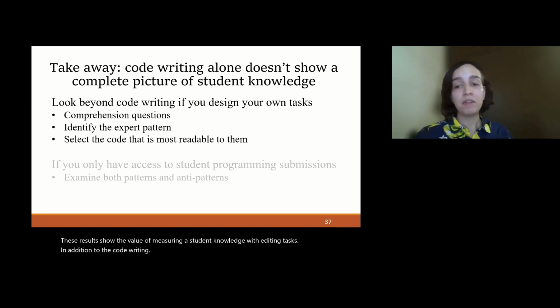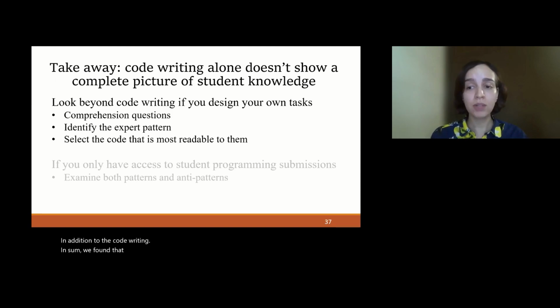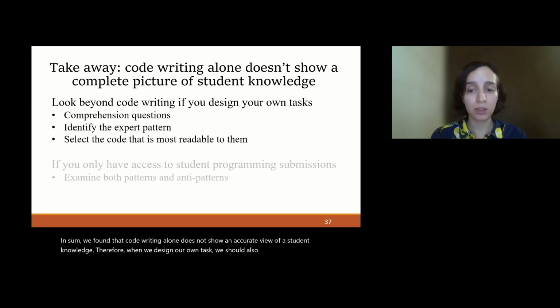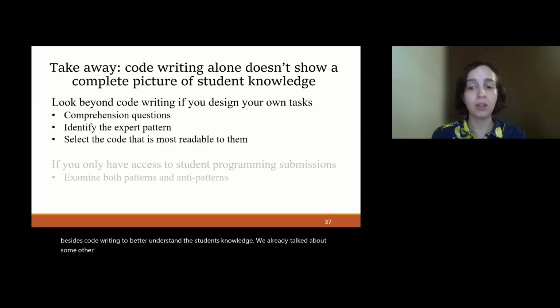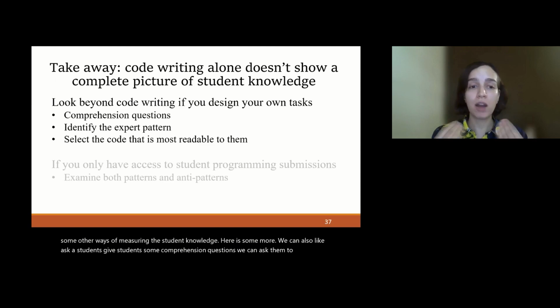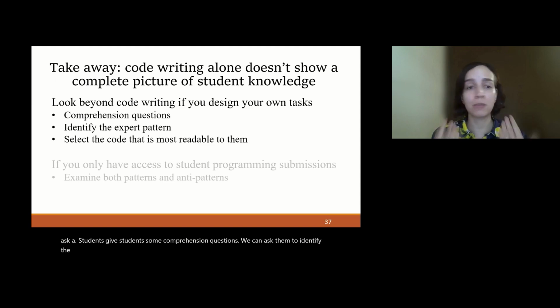In sum, we found that code writing alone does not show an accurate view of a student's knowledge. Therefore, when we design our own task, we should also include other tasks besides code writing to better understand a student's knowledge. We already talked about some other ways of measuring a student's knowledge. Here are some more. We can also give a student some comprehension questions. We can ask them to identify the expert pattern. We can ask them to select the code that is most readable to them.